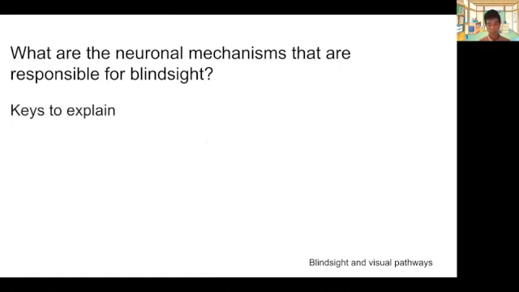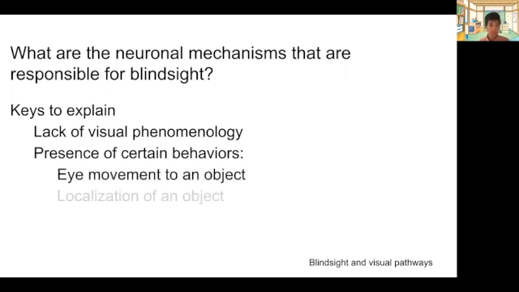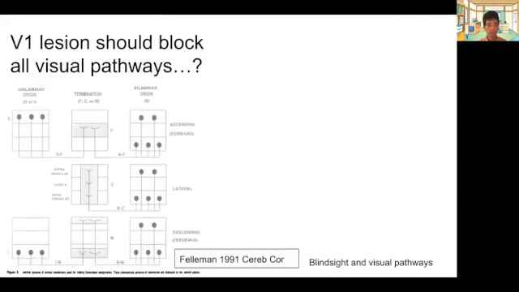So the key facts about blindsight to explain are, first, their lack of visual phenomenology, at least in their report. And second, the presence of certain behaviors despite these reports. One is eye movement to an object, and also localization of an object. And these are much higher than chance performance.